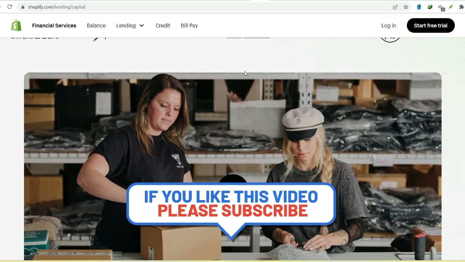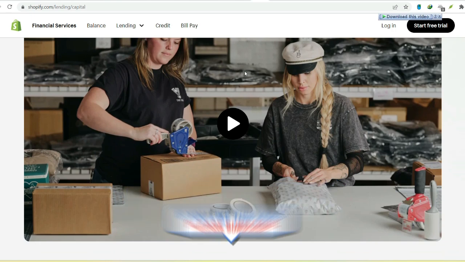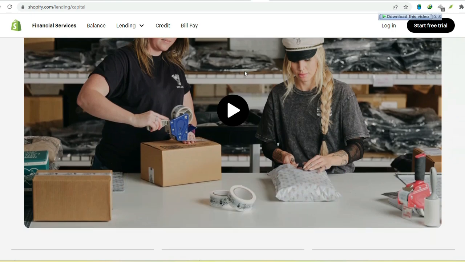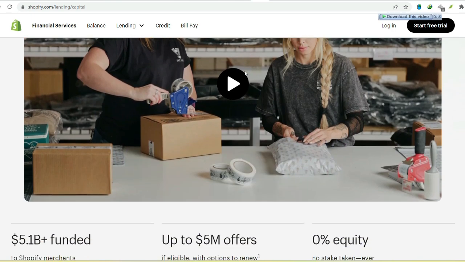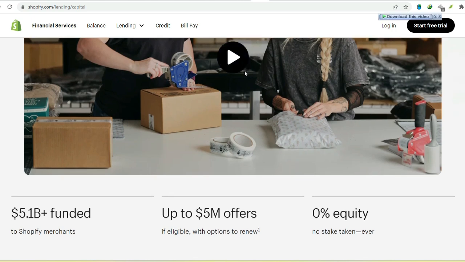But before you dive in, it's essential to understand the costs associated with this service. Let's explore what Shopify Capital is all about, how its charges work, and what you should consider before opting for this funding solution. What is Shopify Capital?